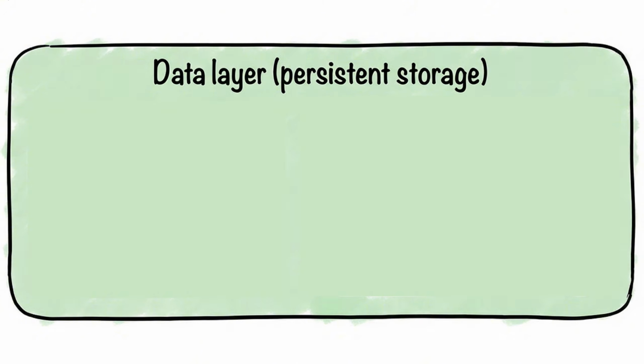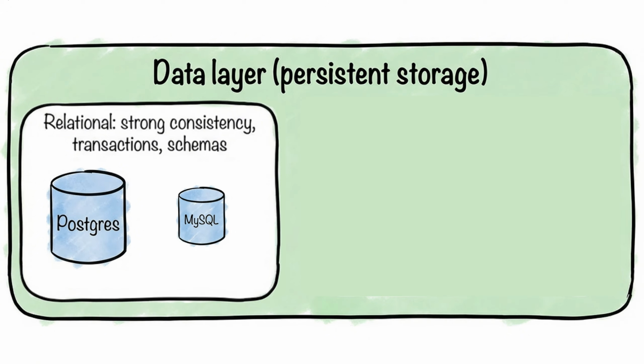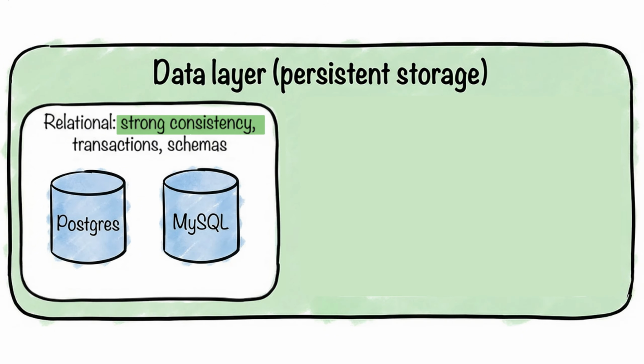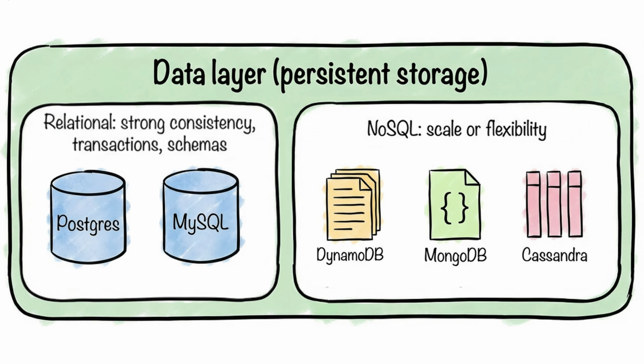Now you need somewhere to put persistent data. That's your database. Relational databases like Postgres and MySQL give you strong consistency, transactions, and structured schemas. NoSQL databases like DynamoDB, MongoDB, or Cassandra trade some of that for scale or flexibility.